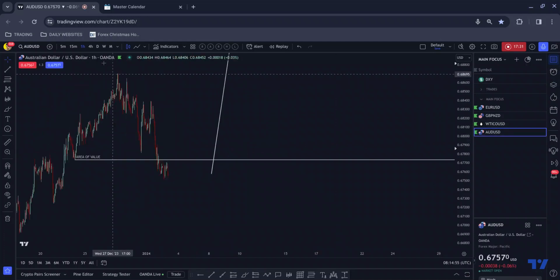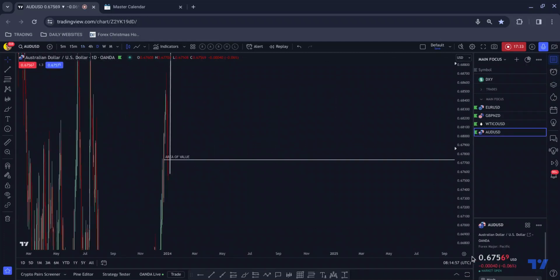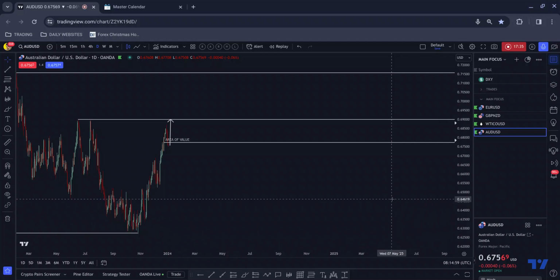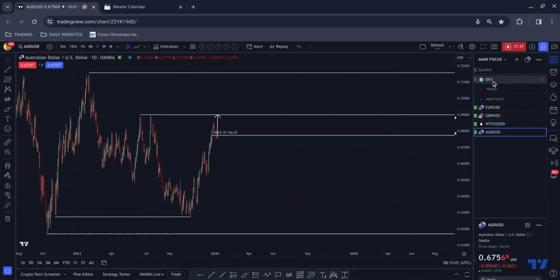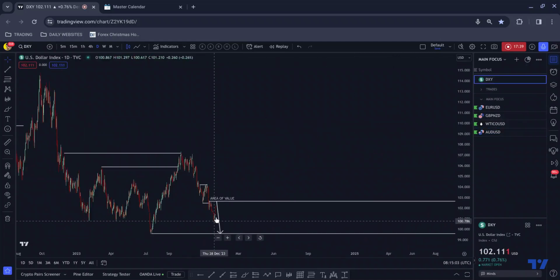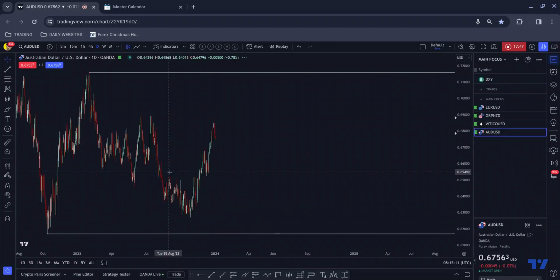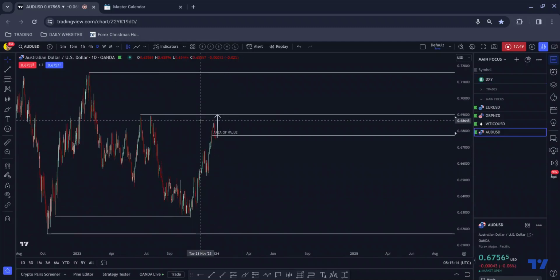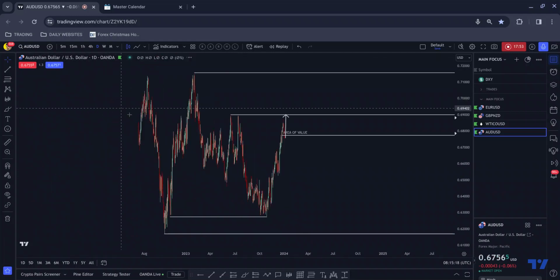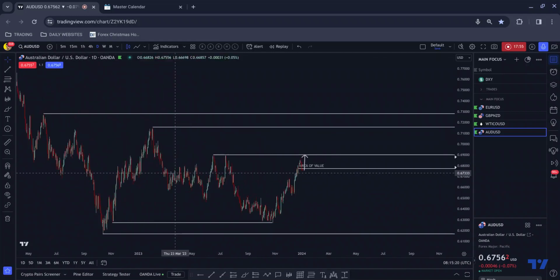So Aussie dollar on the flip side. If the DXY gets to that little inflection point and then it sells off, there's a chance that if we do push up to that and we start to sell off, then obviously Aussie dollar is likely to move to the upside as the US dollar sells off. Okay, so that is partly why this is on watch.